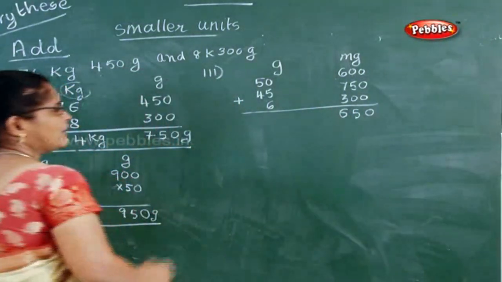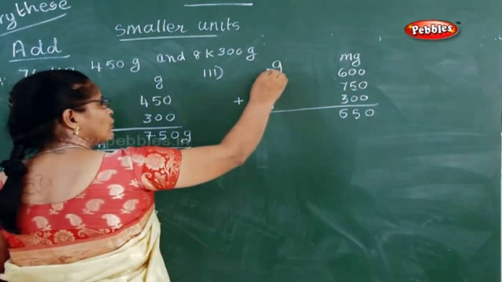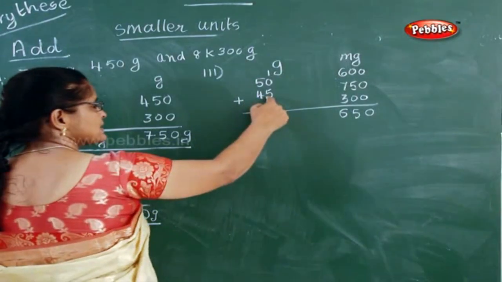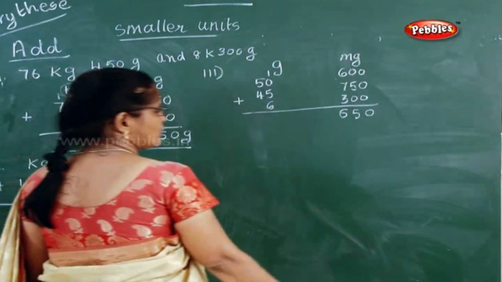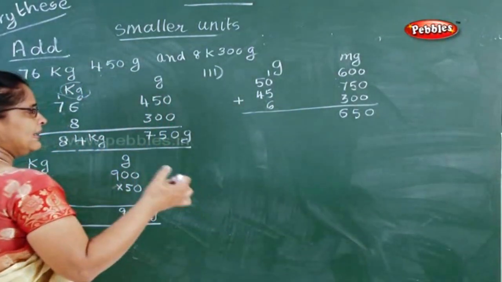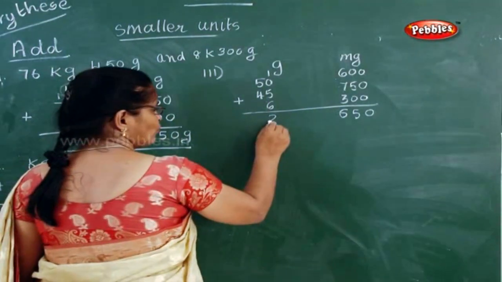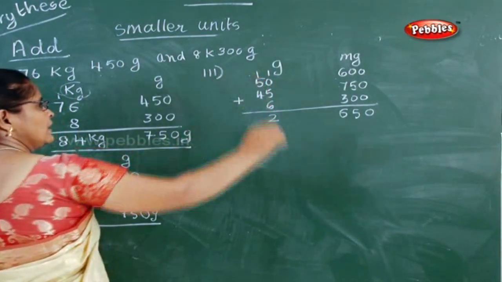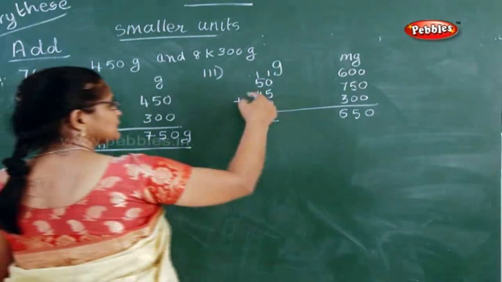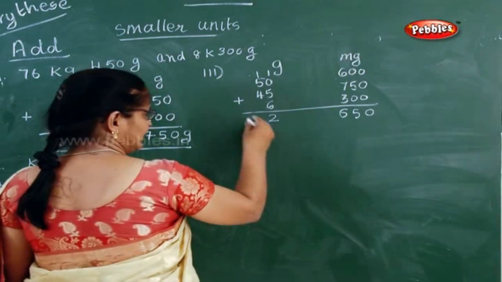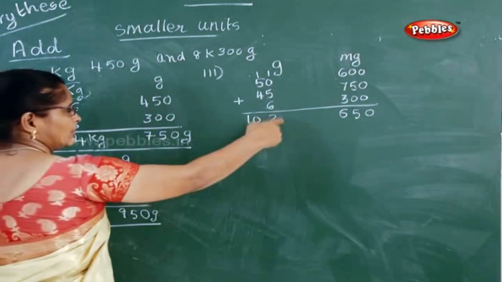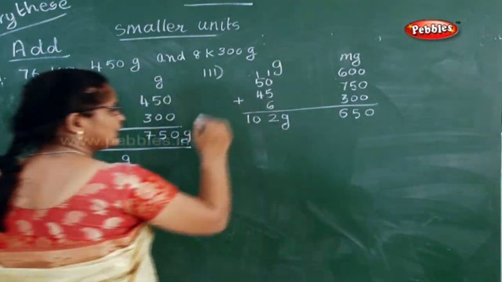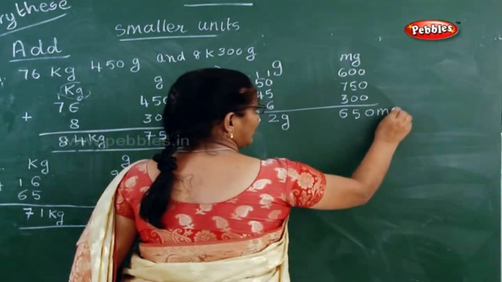Now where should you put 1? Very good, here 1. Now 1 plus 0 is how much? 1. 1 plus 5 is 6. 6 plus 6 is how much? 7, 8, 9, 10, 11, 12. 2 you have to write here. And 1 where should you write? Here. 1 plus 5? 6. 6 plus 4? 7, 8, 9, 10. Now what should you write here? Yes, very good. It is 102 grams, 650 mg.